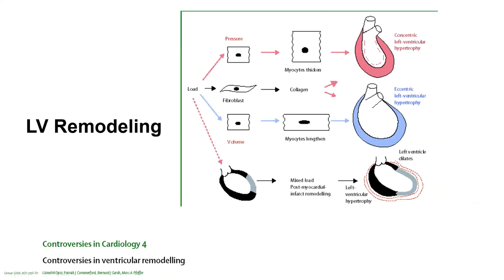So left ventricular remodeling: we know when subjected to pressure load, the myocytes thicken, and you have this concentric pattern. Myocytes tend to lengthen as opposed to thicken in volume load. Interestingly, the sarcomere length stays roughly the same, but the ventricle remodels to line these up in series as opposed to lining these up in parallel.